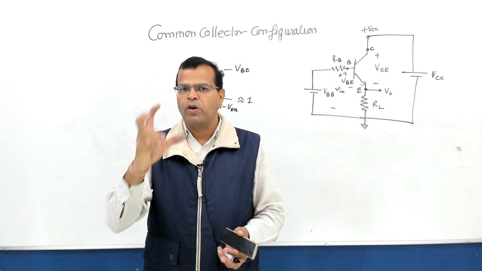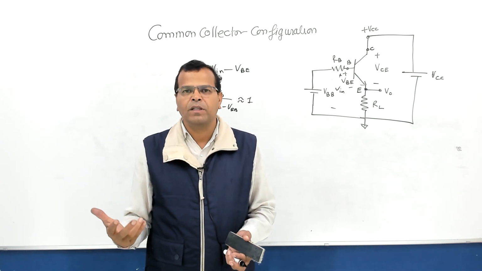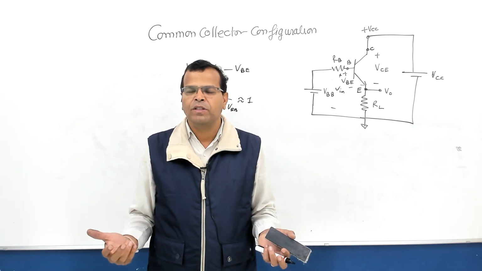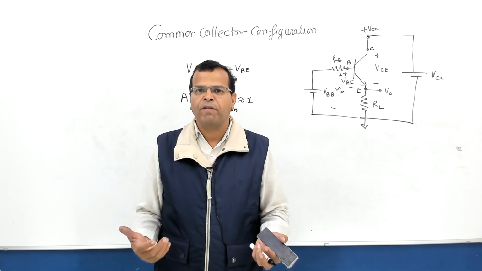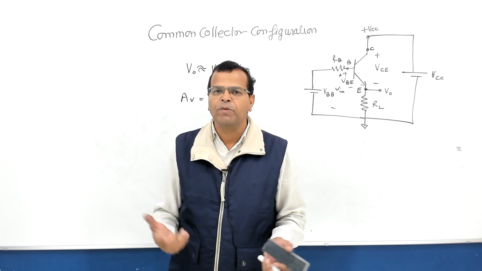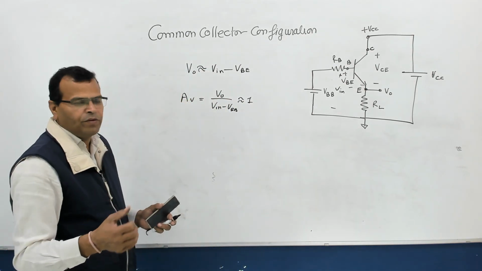Those things will not be talked about here. The only point is this amplifier is basically the unity voltage gain amplifier, which increases the power level, having high current gain, which provides the power gain without changing the voltage level. It is used as a buffer amplifier, and so on. These are some of the points you should remember about common collector configuration.